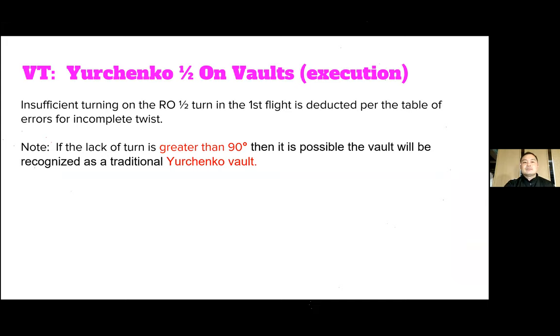So Yurchenko half turn on vault execution, insufficient turning on the round off half turn in the first flight, deducted for the table of the error for incomplete twist. For example, if the leg of the turn is greater than 90 degrees, then it's possible the vault will be recognized as a traditional Yurchenko vault. Also, we will double check more correct explanation during the FIG online judges course.